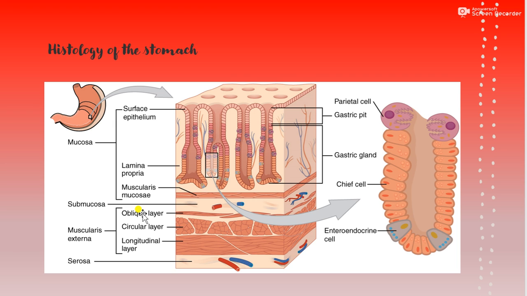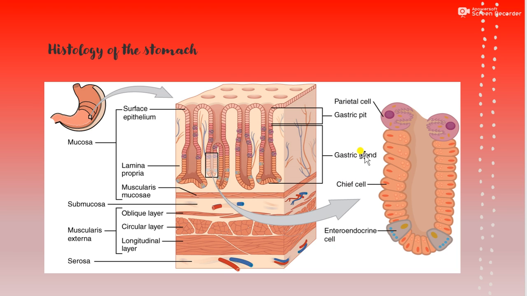And although the wall of the gastric pits is made up primarily of a mucous layer, the gastric glands are made up of different types of cells. What are they? These glands are made up of a variety of secretory cells, and those are parietal cell, chief cell, mucous neck cell, and enteroendocrine cell.